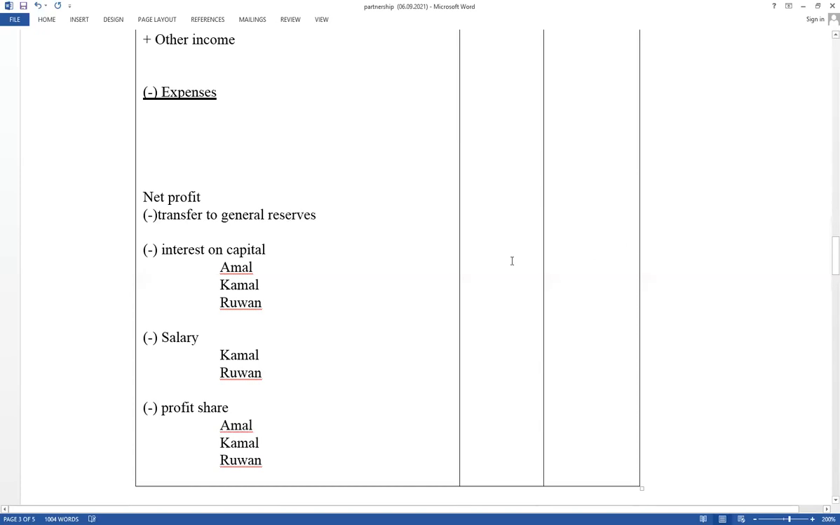After that, the balance part is shared as interest on capital, salary, and profit share. Think salary is relevant for only two partners. It has given in the agreement only Kamal and Ruwan. But interest on capital is based on their closing capital account balance, for all three partners. Think how to prepare the profit appropriation account now. Very important, transfer to the general reserves.